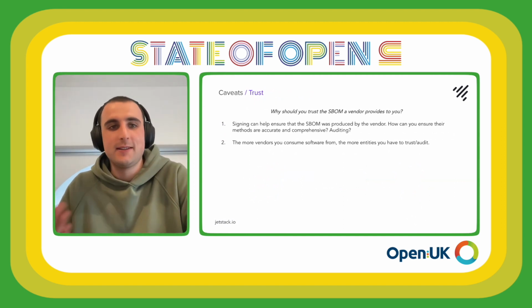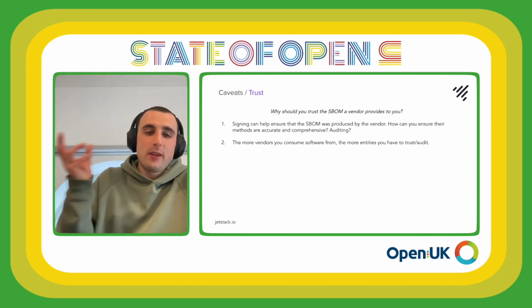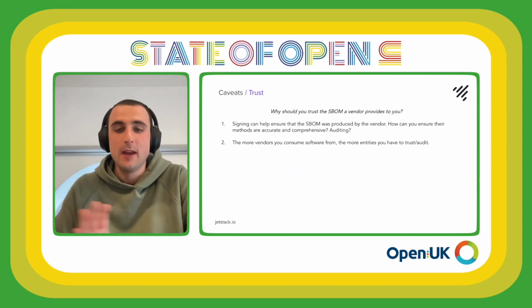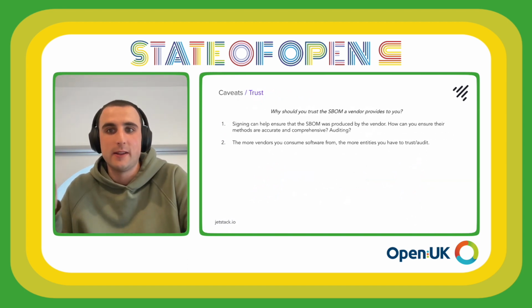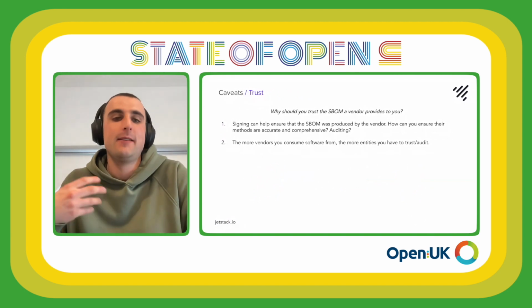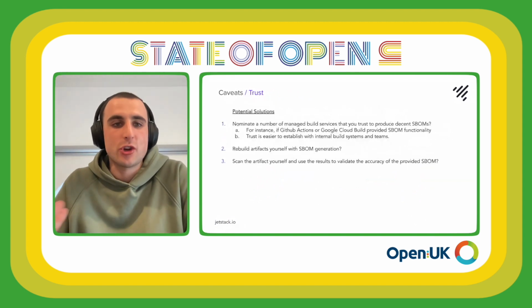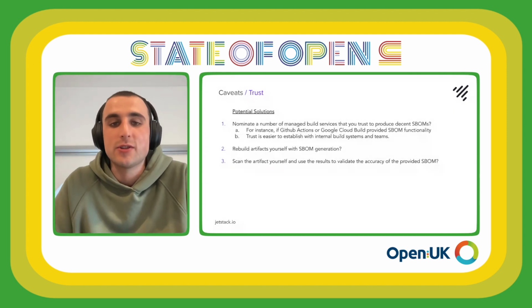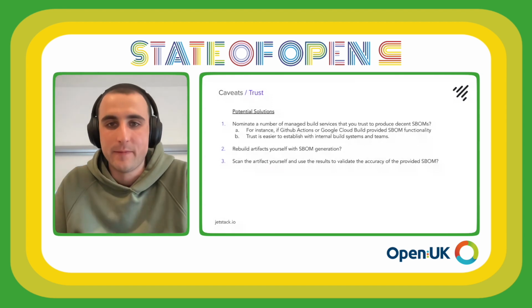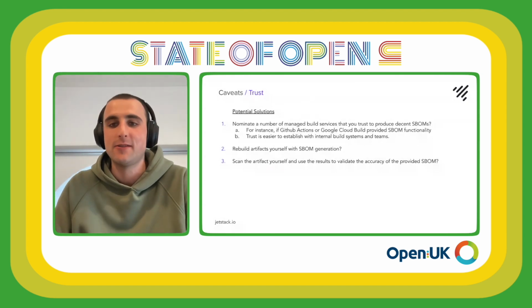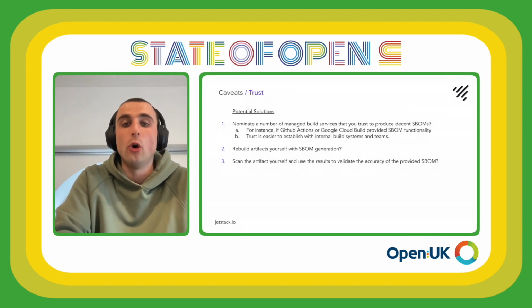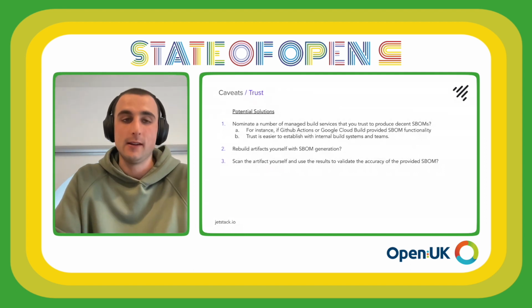I'm going to ask myself, is this truly accurate? So signing can help ensure that the SBOM hasn't been tampered with and it was produced by the vendor and that it's what they said it was. But then again, as I said, ensuring that the methods were accurate and comprehensive, it's a tricky one there. The more vendors you consume software from and expect the SBOM from, that's the more entities you have to trust, and as this slide said, you might choose to audit if you want to take this stuff very seriously.